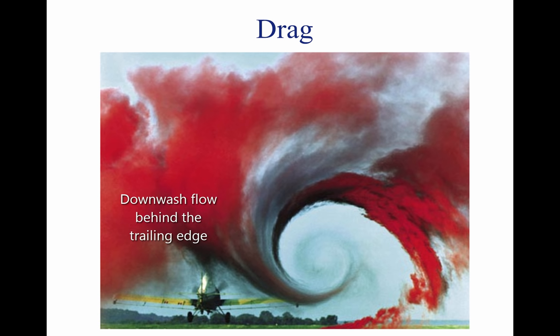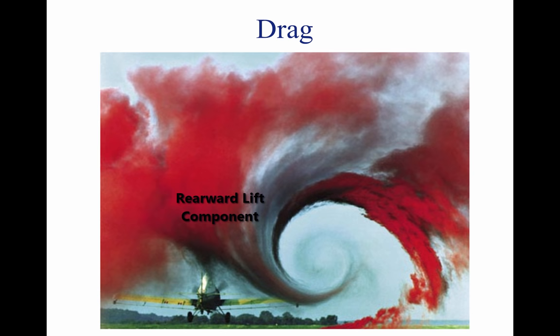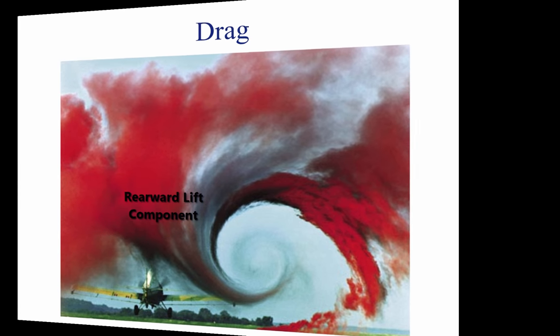This induced downwash has nothing in common with the downwash that is necessary to produce lift. It is, in fact, the source of induced drag. This downwash over the top of the airfoil at the tip has the same effect as bending the lift vector rearward. Therefore, the lift is slightly aft of perpendicular to the relative wind, creating a rearward lift component. This is induced drag.